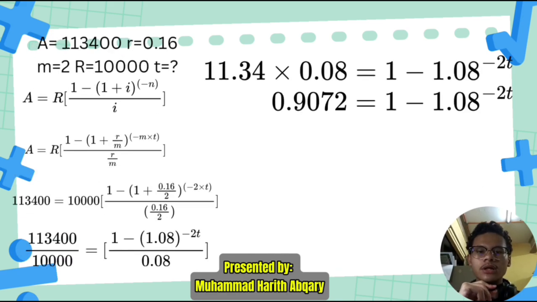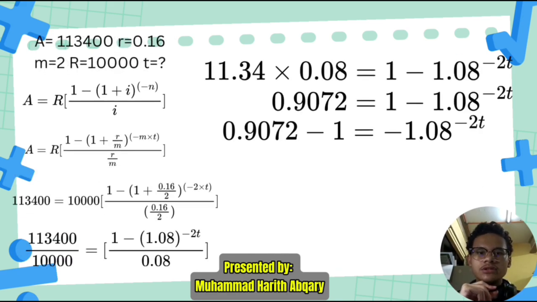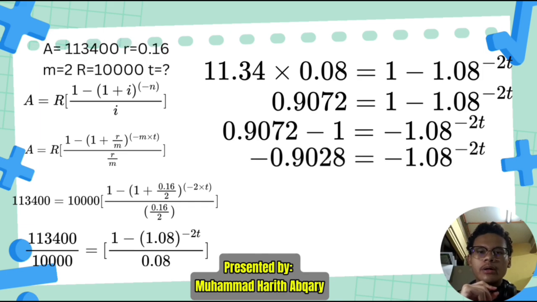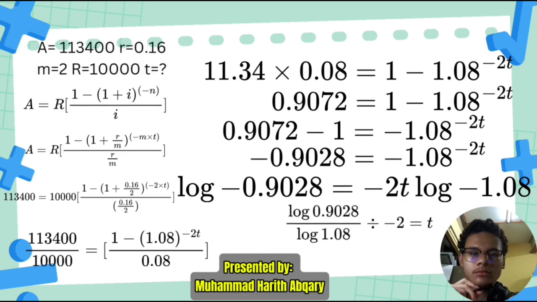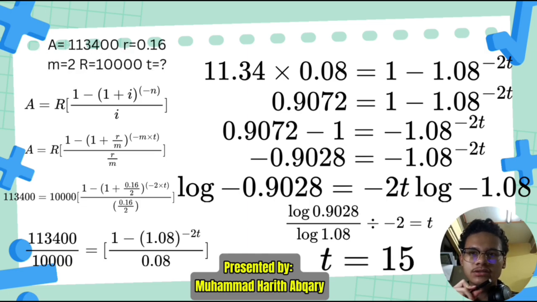After transferring all the numbers to the other side, we will receive negative 0.9028. Finally, we have to use logarithm, also known as log, to bring 2t forward. This will allow us to separate t so that we can calculate the final answer. The final answer is 15 years. 15 years is the amount of time that the factory needs in order to pay off the balance of the machine.